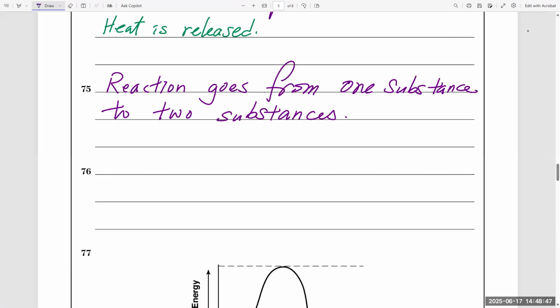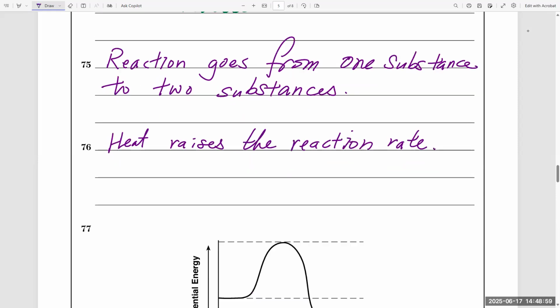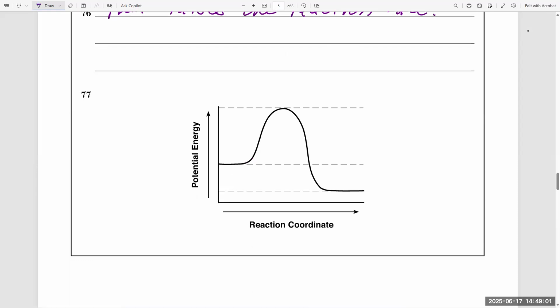So you would say heat raises the reaction rate, okay? All right, next, 77.